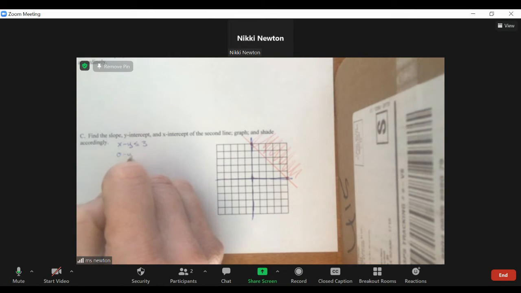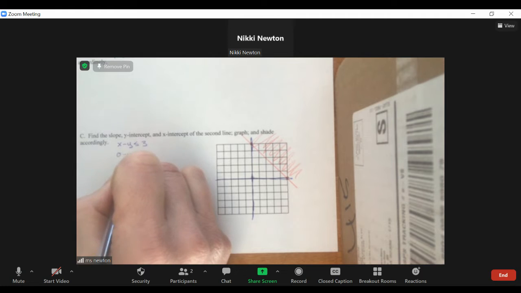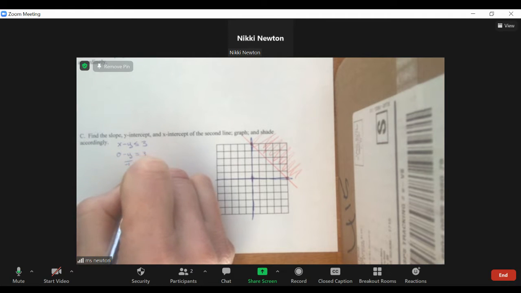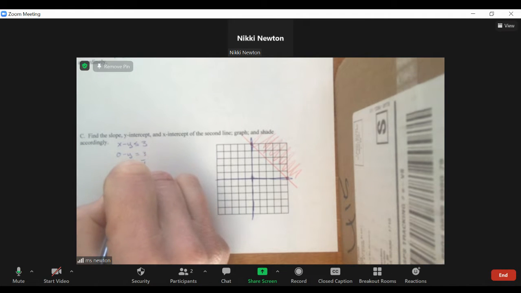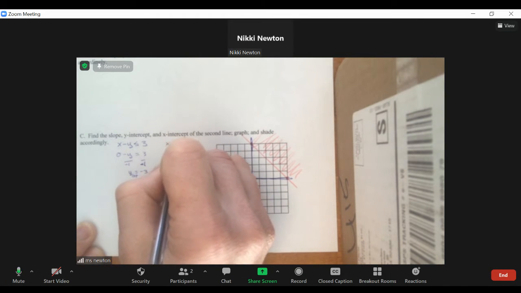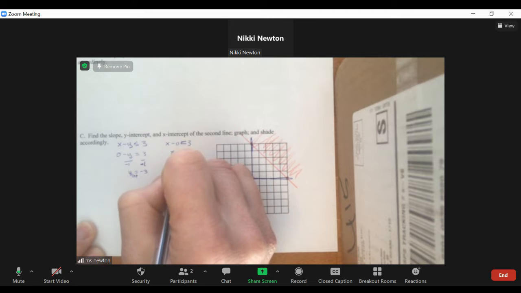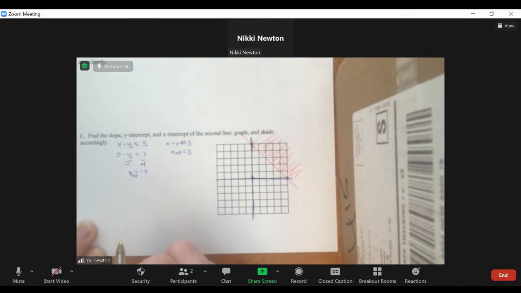So if I plug in 0 for x, I'm changing it to an equal sign just because I'm only finding intercepts. So now divide by -1, y is equal to -3. So that's my y-intercept. I'll plug in 0 for y, change it to an equal sign to find the intercept. So the x-intercept is +3.